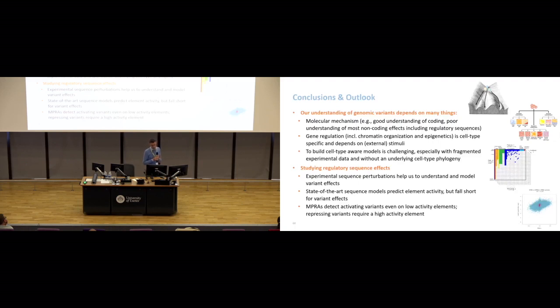And MPRAs, I guess, have a good power of detecting activating variants even on low activity elements, while if you want to look for repressing variants, you first of all need some activity to actually then also measure its reduction.